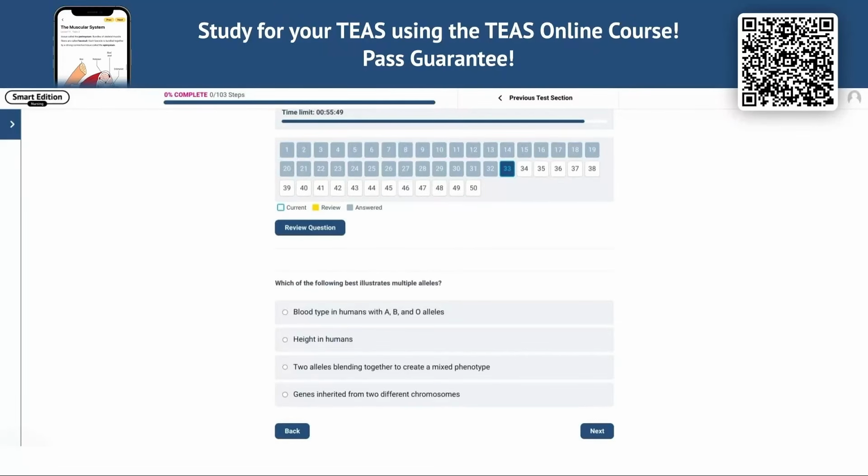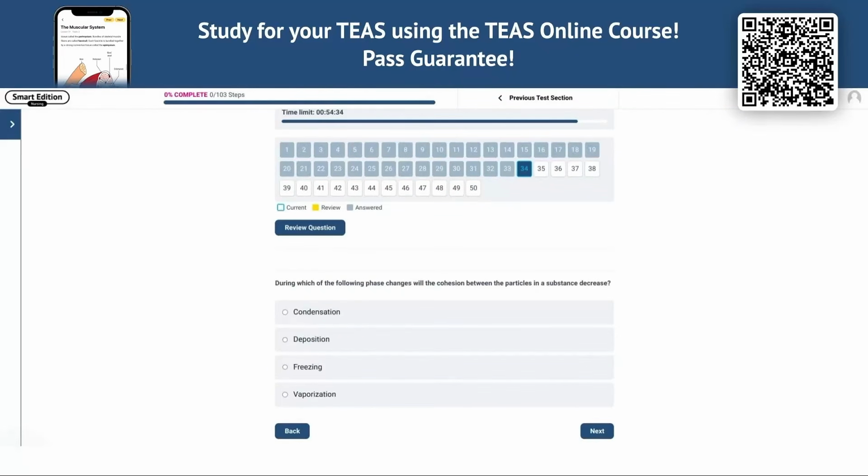And lastly, genes inherited from 2 different chromosomes. This is not correct because this is completely unrelated to multiple alleles. Multiple alleles refers to different forms of the same gene, not genes on separate chromosomes.